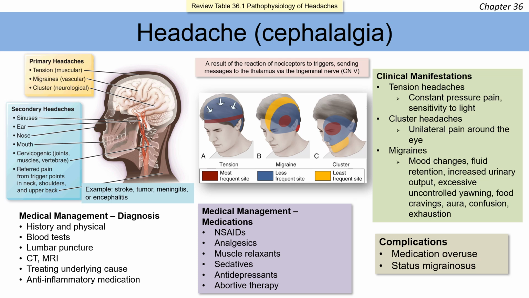Also, you'll be studying this in your pharmacology class. So again, I'm not going to go into too much detail with medications. For tension headaches, most commonly used is aspirin, acetaminophen, or NSAIDs, or a combination of them. Also, something that could help sometimes is caffeine, a sedative, or muscle relaxant.